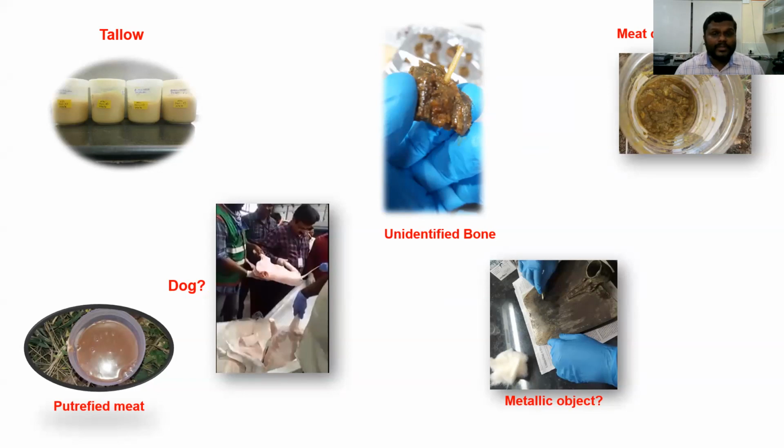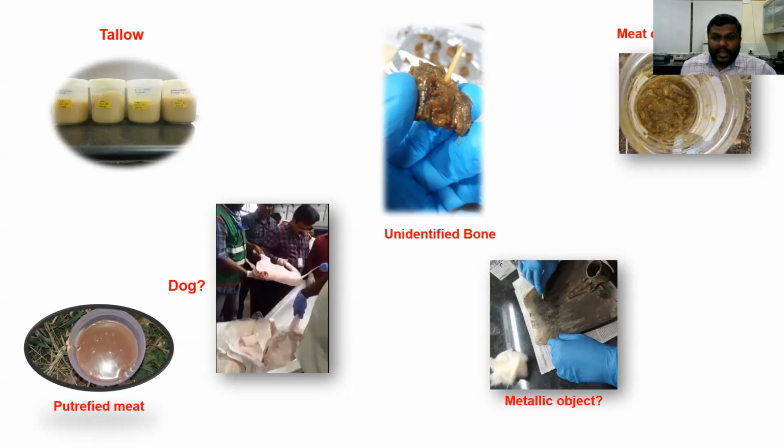So we receive samples of tallow, and in the center we have an unidentified bone. This was a very special case. We received a sample from Kerala. Even though the bone looks a little bigger in this image, it was very small, maybe one centimeter or something like that. This bone was thought to be from a dog. There was a social activist who created a hiccup in the state of Kerala.